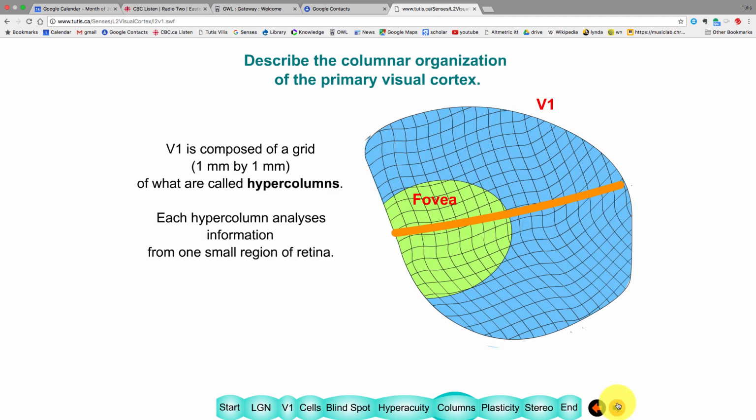Now, what does it look like when you look at the cortex in greater detail? Well, as I mentioned, at the back part of the visual cortex, there's a fovea, and then there's the surround. And you see these little cubes, or not cubes, but squares. Anatomically, there's no such thing as these squares, but functionally there is. And these are called hypercolumns.